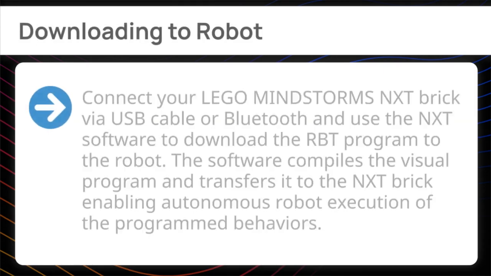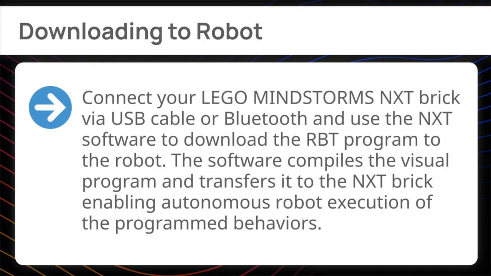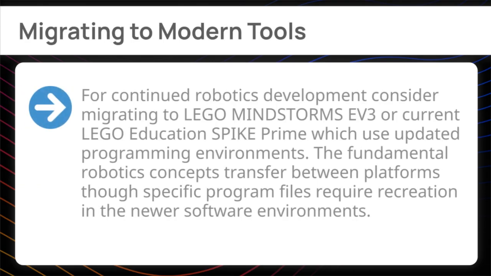Next, downloading to robot. Connect your LEGO MINDSTORMS NXT brick via USB cable or Bluetooth, and use the NXT software to download the RBT program to the robot. The software compiles the visual program and transfers it to the NXT brick, enabling autonomous robot execution of the programmed behaviors.